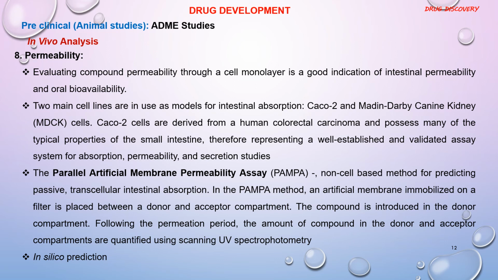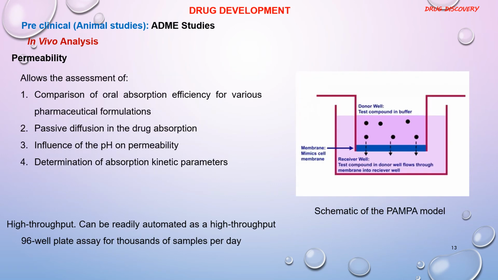Recently, in silico predictions are also done to study permeability of the test compound. The parallel artificial membrane permeability assay helps in comparing the absorption efficiency of different formulations by passive diffusion, influence of pH on permeability, and absorption kinetic parameters.